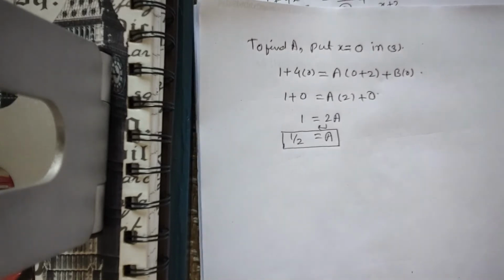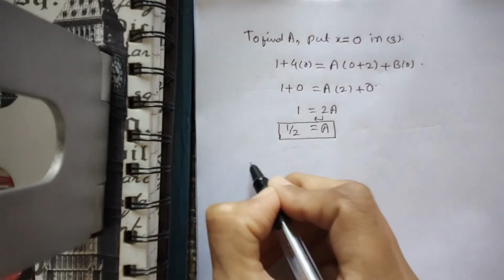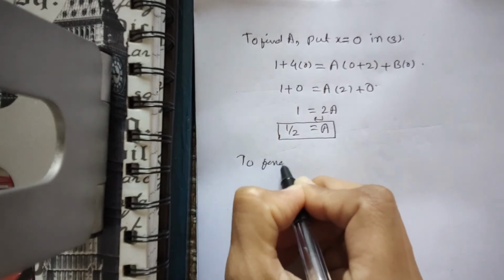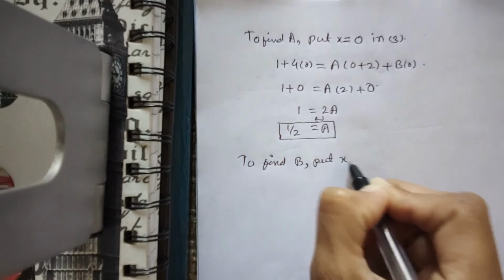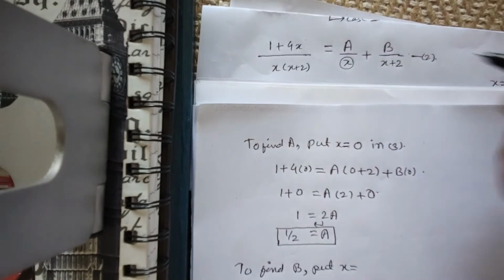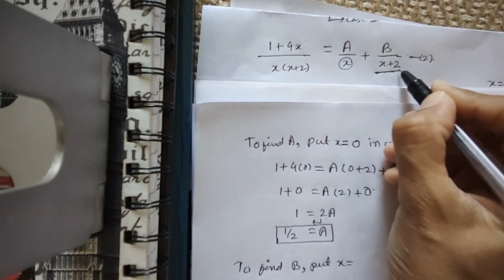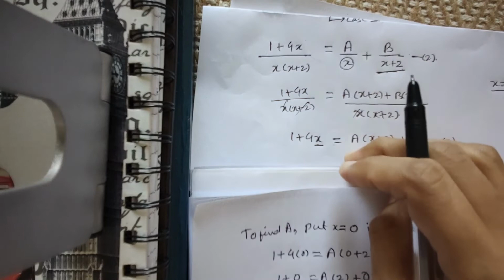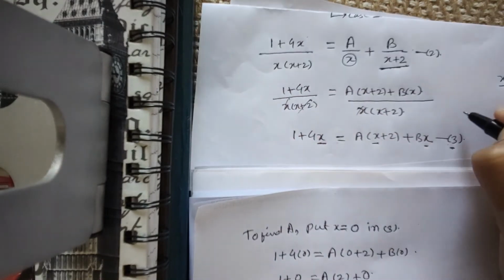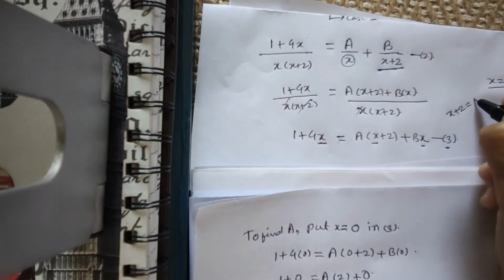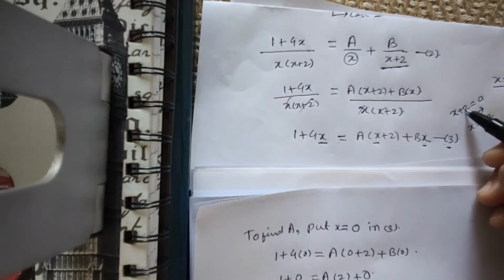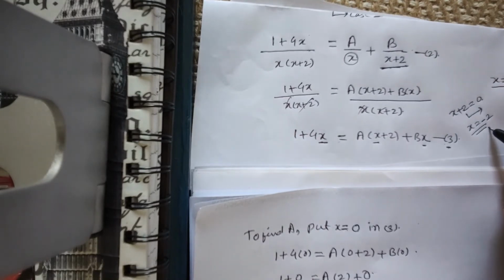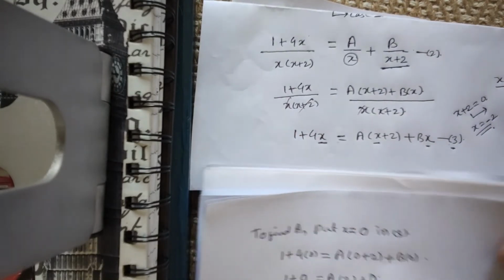Now to find b, the second constant, again observe equation 2. What is the denominator of b? It is x + 2, right? So just put x + 2 equal to 0 and solve this equation. Shift this plus 2 to the other side, so x = -2. So I will put x = -2.